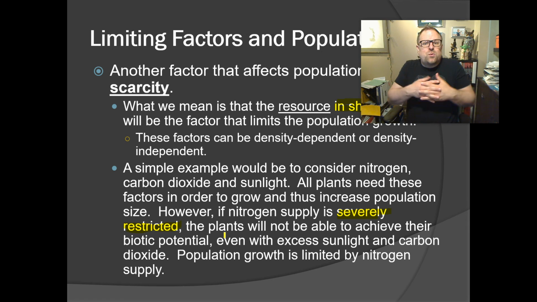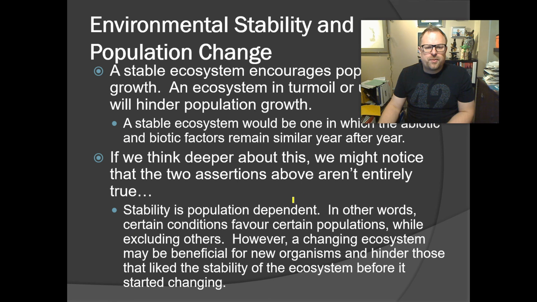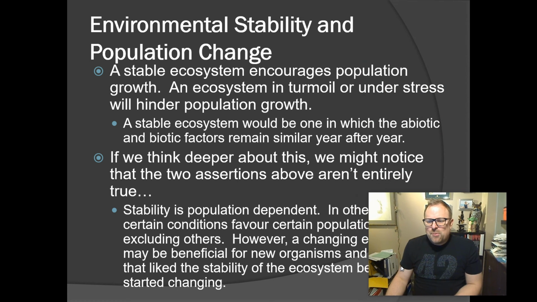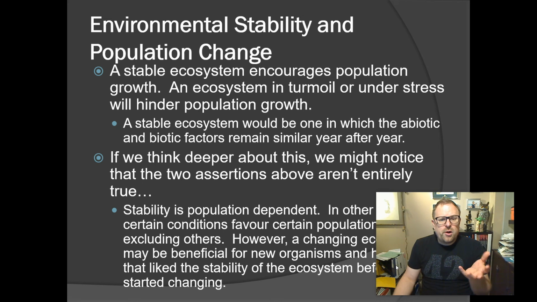If for some reason we start to fertilize those plants, give them lots and lots of nitrogen, and sunlight becomes scarce, that is the limiting factor at that point. Okay, and I'll say this again, the resource that is in the smallest or shortest supply is what limits population growth. A stable ecosystem encourages population growth. An ecosystem in turmoil or under stress is going to hinder population growth.